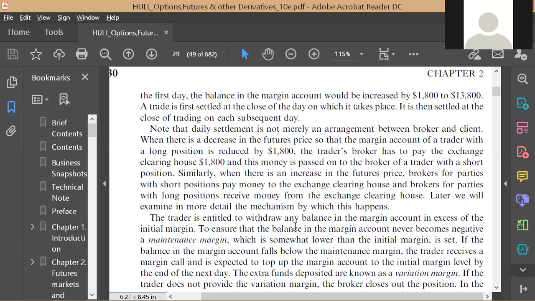Now here there's a term called variation margin. You'll hear this, and you can see it discussed in the Natenberg book as well. If you read that book, he talks about the operation of markets, and he also talks about variation margin. This variation margin is basically the amount that you have to pay to make up these losses when the margin call goes out.